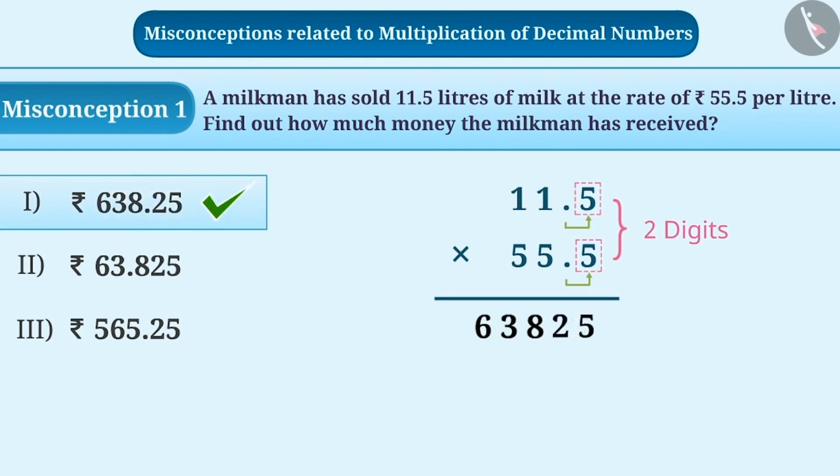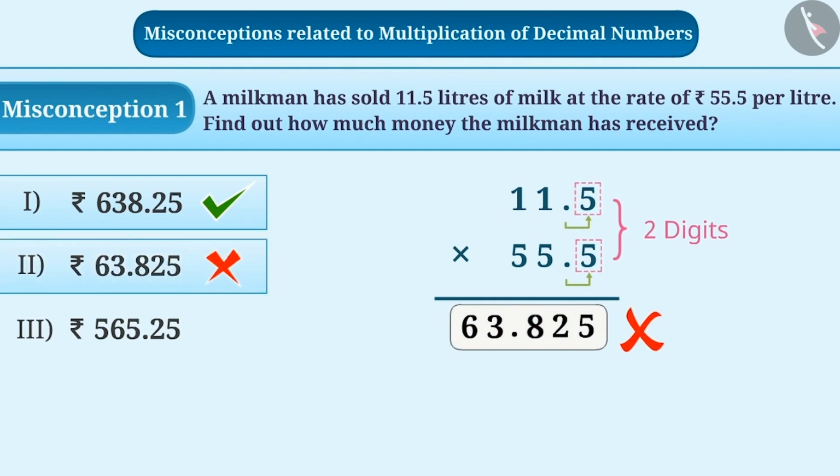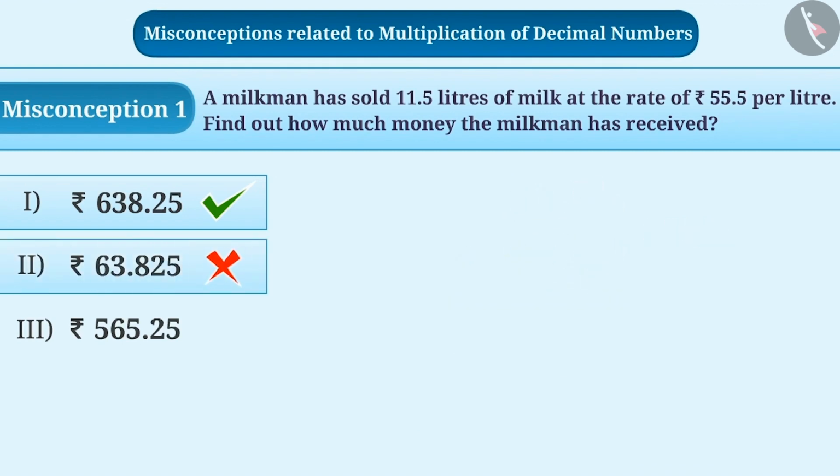While placing the decimal point, some students count the places from the left and not from the right. Therefore, they will get rupees 63.825 as answer, which is incorrect for 11.5 multiplied by 55.5. Hence, option 2 is an incorrect answer.